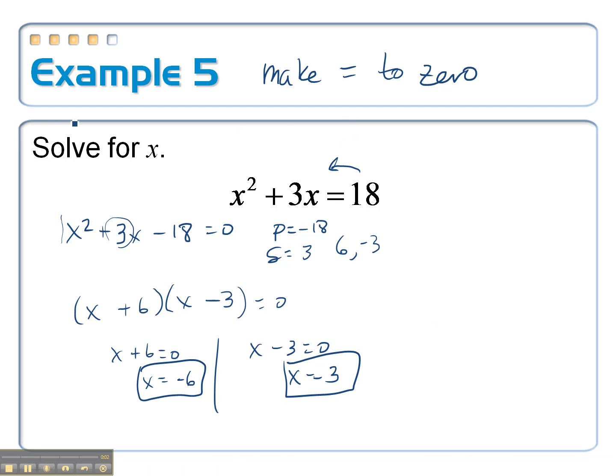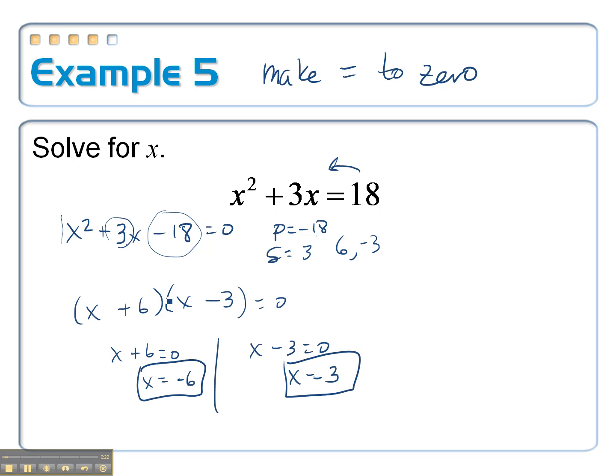On this example 5 that we just finished, remember that the leading coefficient, this x squared term, only had an imaginary 1 here, so it was pretty easy to factor. You only look at this term in order to find the product, and you look at the middle term in order to find out what those two factors have to add up to.